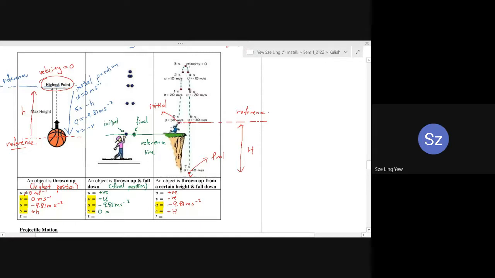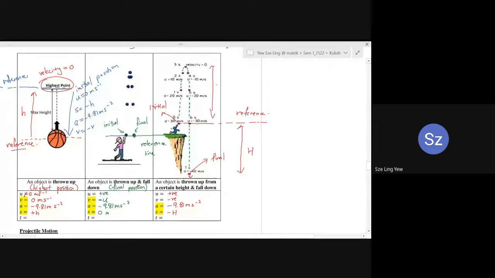You don't think about the highest point. It has nothing to do with the highest point now. What are we going to look at? It's just the relationship between initial and final. Remember the definition of displacement? Displacement is the shortest distance between initial and final. So you don't have to think what the h is here. Let's say this is small letter h.